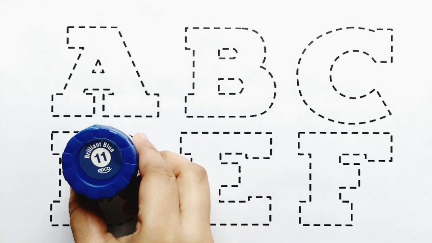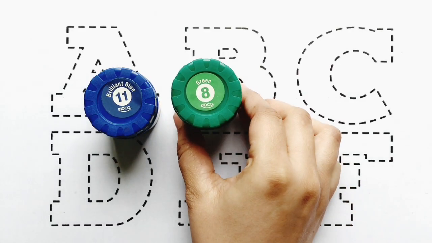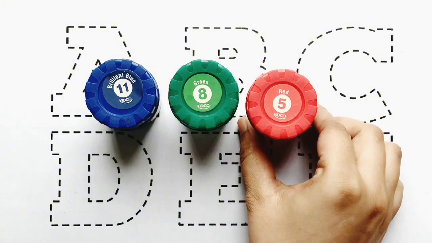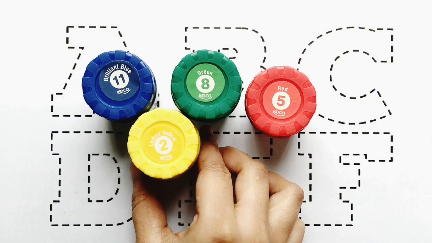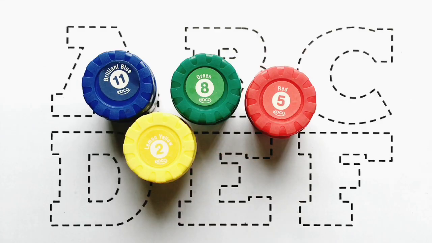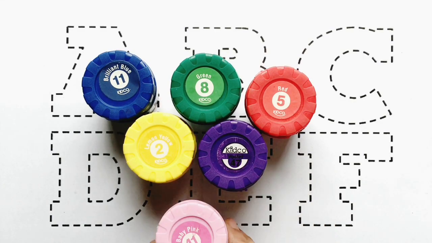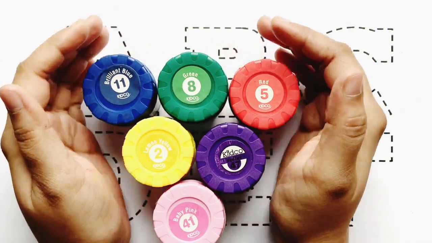I learned card's name, blue color. This is a blue color, green color. This is a green color, red color. This is a red color. Yellow color. This is a yellow color. Purple color. This is a purple color. Light pink color. This is a light pink color.